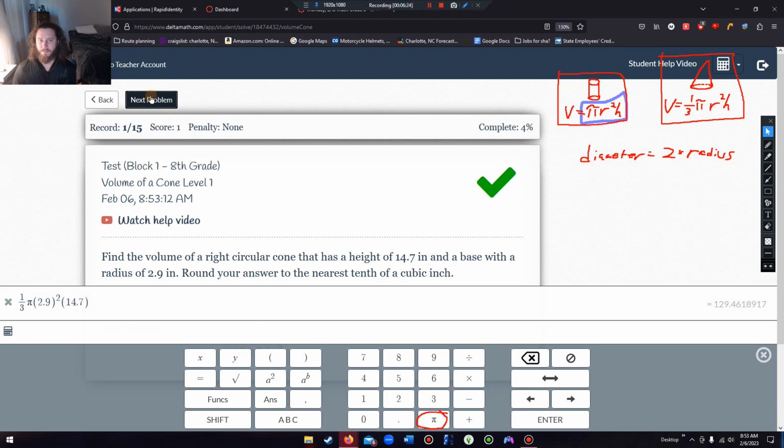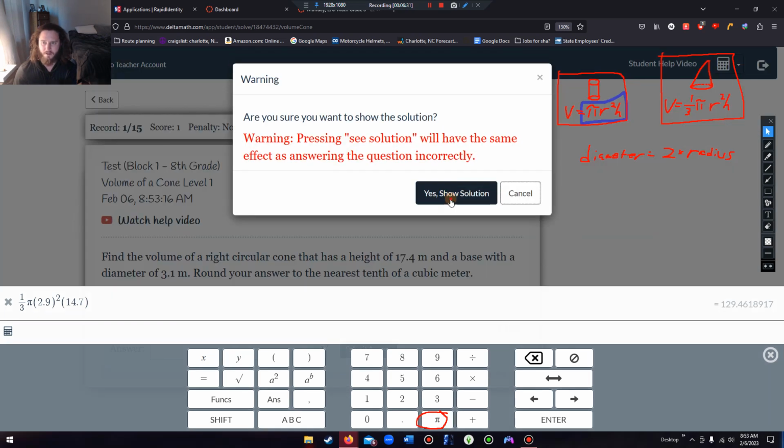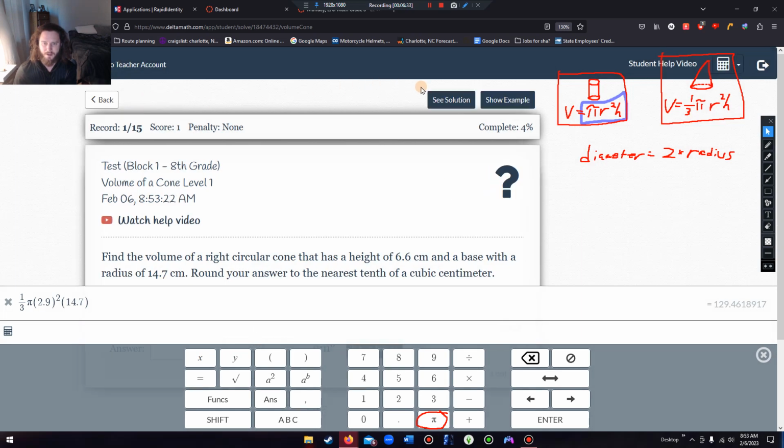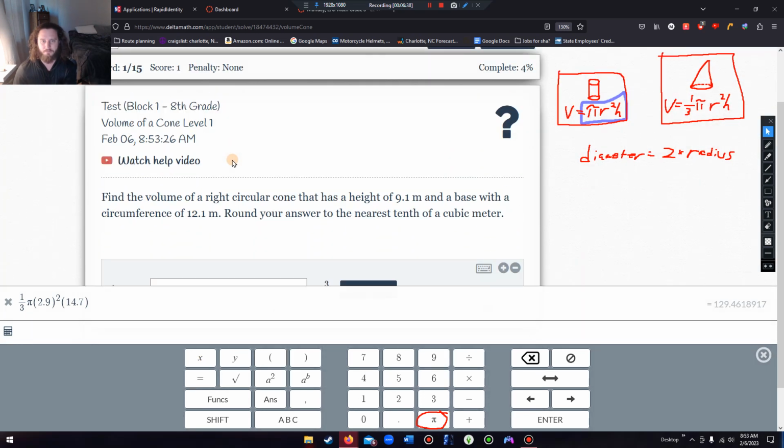And that's really it, but there are two other tricky things that will happen today. Let me just go ahead and skip to one of the problems that's like the issue that you're going to encounter. Here we go. Sometimes you'll get a problem that tells you to find the volume, it'll give you the height, but instead of giving you either the radius or the diameter, it'll tell you that the base has a circumference of 12.1 meters.